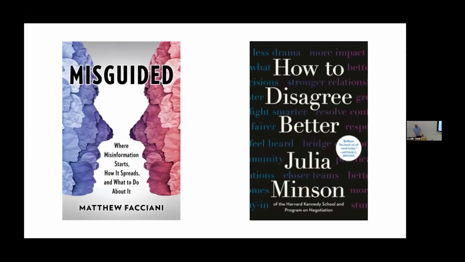All right, I also wanted to tell you about the starting point for this talk and the claims that I'm going to make as part of it. These are two books that I'm using. The first, on the left, is by Matthew Facciani. He is a sociologist, I believe currently at Yale University, and he studies misinformation. His book is published by an academic press. It's very comprehensive and definitely targeted at an academic audience.